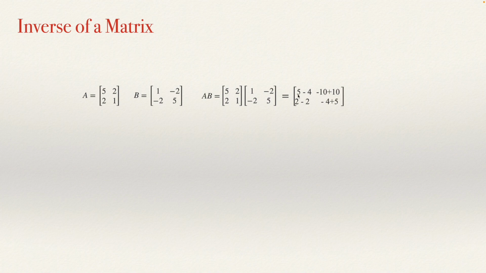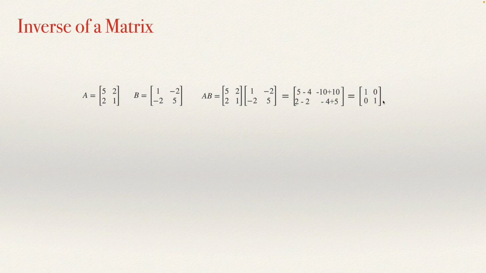Simplifying, we are going to obtain 5 minus 4, this is 1. Minus 10 plus 10 is 0. 2 minus 2 is 0. And then minus 4 plus 5 is 1. We have obtained the identity, the 2 by 2 identity. So multiplying these two matrices produces the identity.